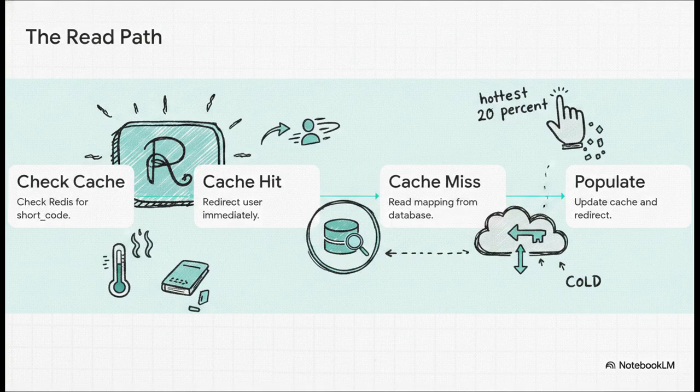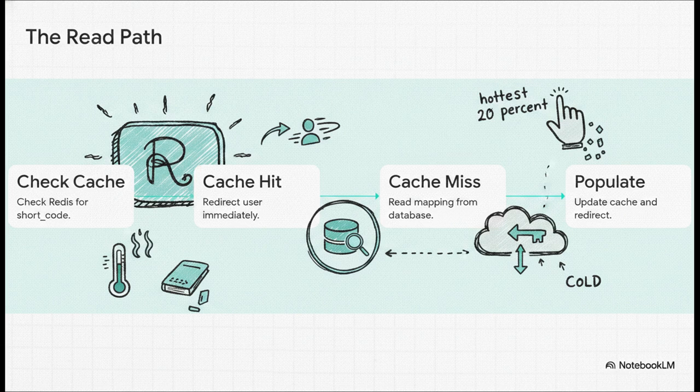Now, for the read path, which remember is where the real heavy lifting happens thanks to our read-heavy workload. When a user clicks a short link, the server immediately checks a Redis cache. On a cache hit, we redirect them instantly. But if it's a miss, we read from the database, populate the cache for next time, and then redirect.